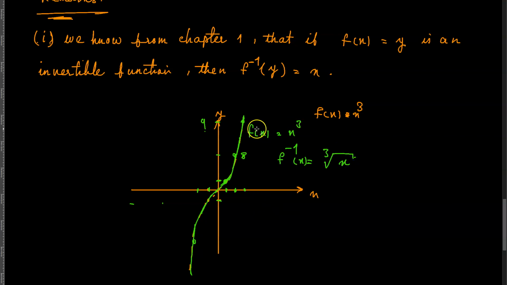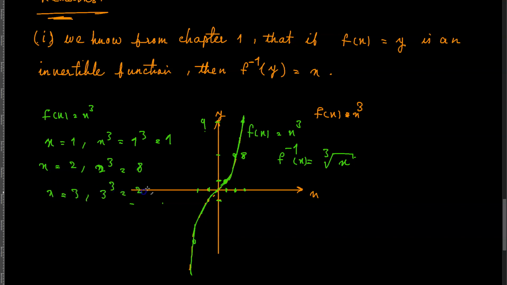Which means that, for example, in the case of f of x, which is equal to x cubed, if x is equal to 1, then x cubed is going to be equal to 1 cubed, which is equal to 1. If your x is equal to 2, then 2 cubed is equal to 8. If x is equal to 3, then 3 cubed is equal to 27. I made a mistake here. 3 cubed is not equal to 9 but 27. And so on and so forth.